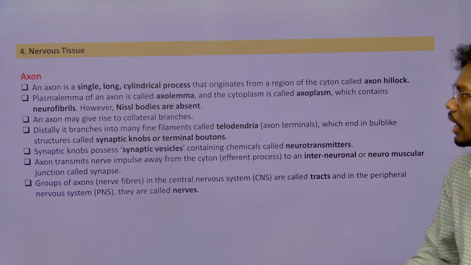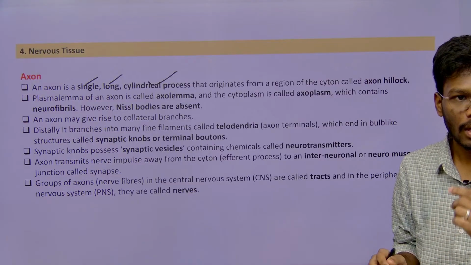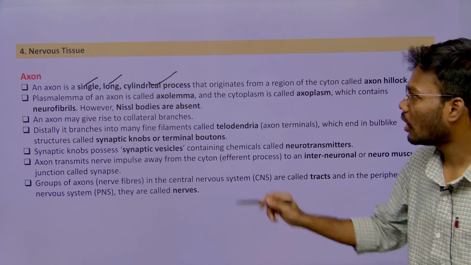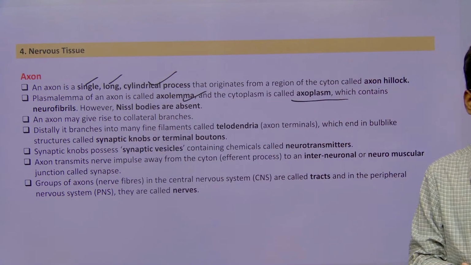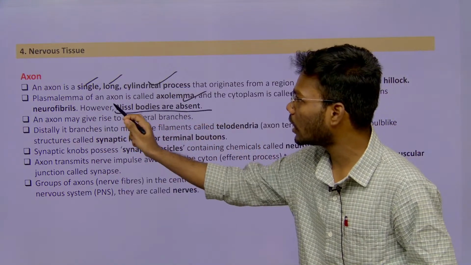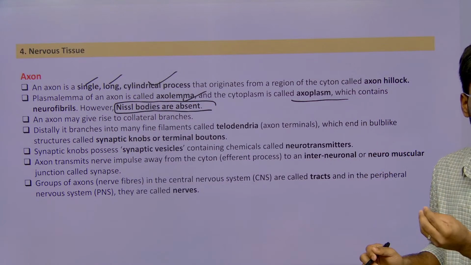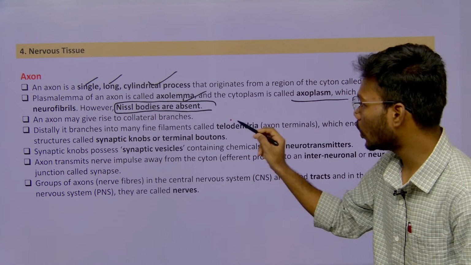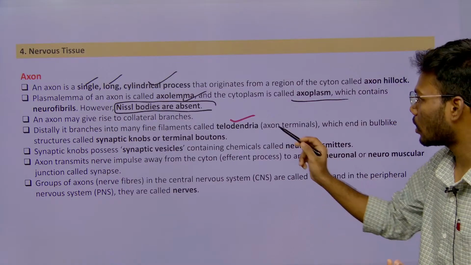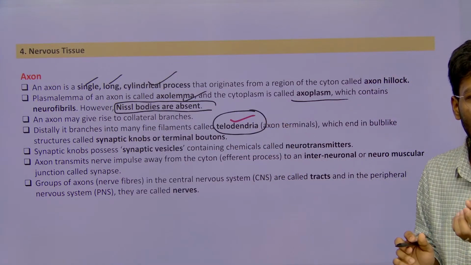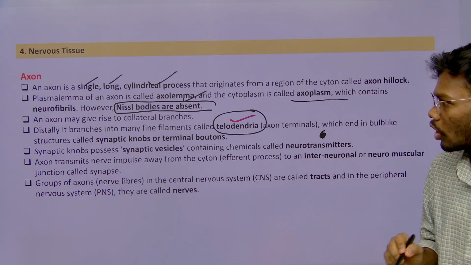So axon. Axon is a single long cylindrical process. This axon has one plasma membrane which is also called axolemma, and the cytoplasm is called what? Axoplasm. As I mentioned here, the Nissl bodies are absent, right? So this axon is long and it finally reaches where? Telodendria, which is nothing but the axon terminals. Axon terminals are also called what? Telodendria.